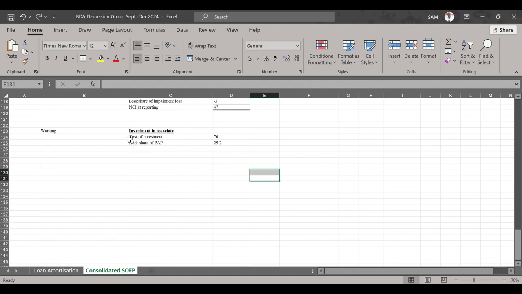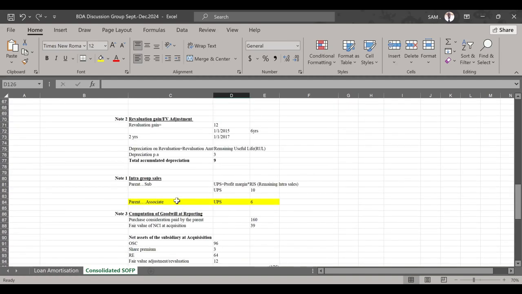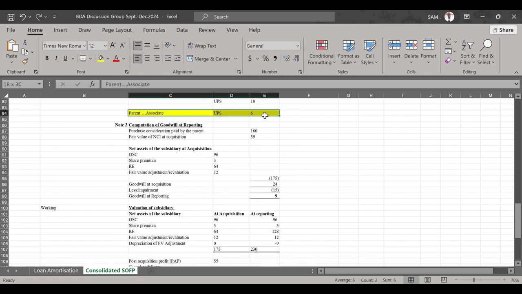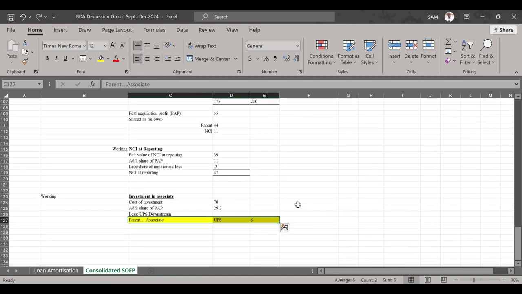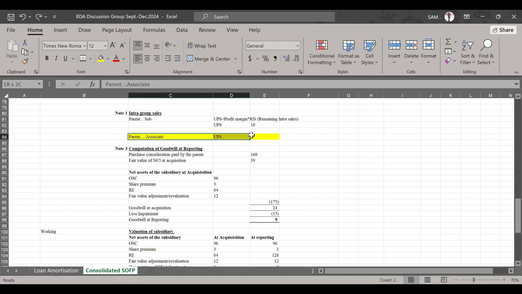Then you remember at some point, the parent sold something to this associate. You remember the highlighting I did, the yellow highlighting? I believe you still remember. There was that UPS, downstream UPS. Let me just trace the highlighting. Here it is. The parent and associate. I can even just bring the whole of this thing down here, but if I bring it, it will interfere with our calculation. But I believe you remember how we calculated the UPS.